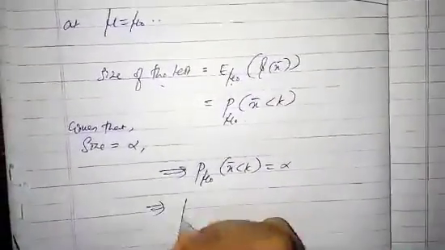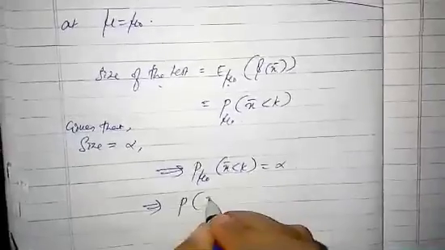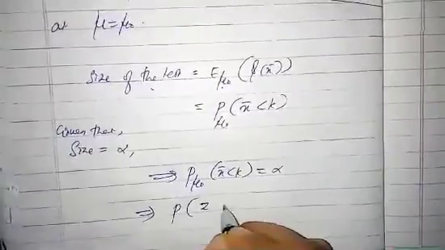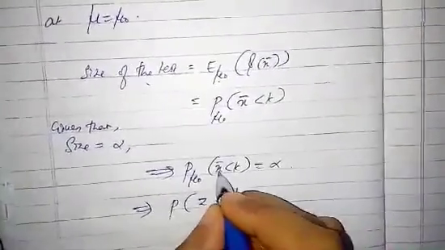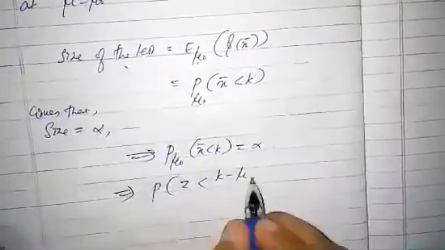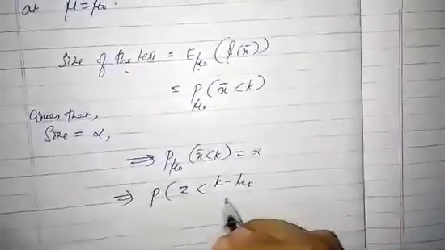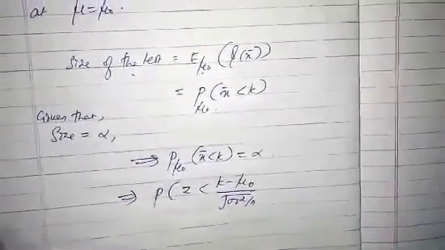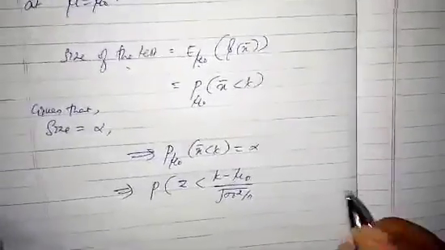This implies the probability of, so we can make this normal variable a standard normal variable, that is z, which is less than k minus its mean mu, but here under mu naught, so we can write it as mu naught, divided by square root of sigma naught square divided by n, which is equal to alpha.